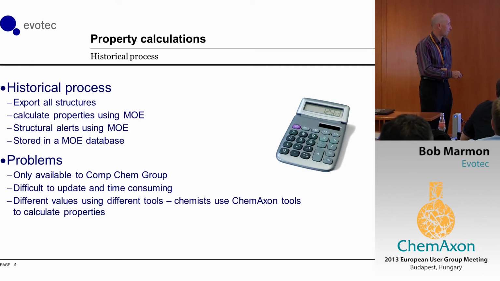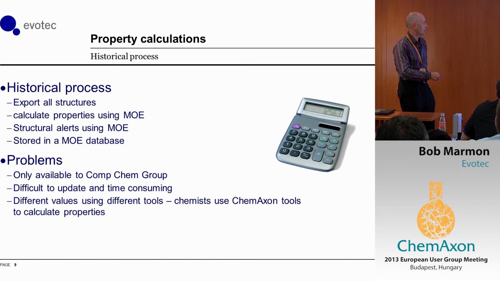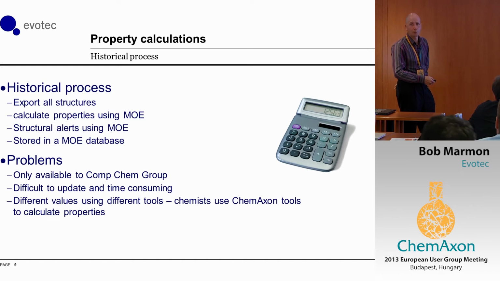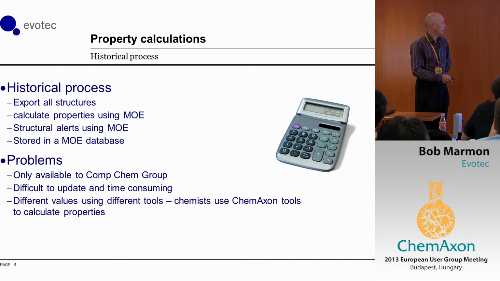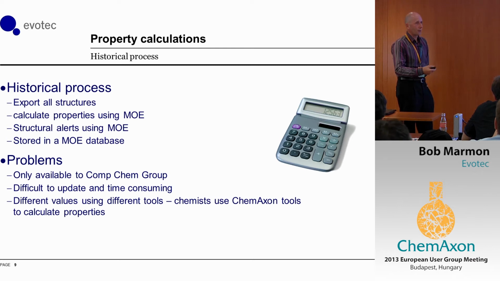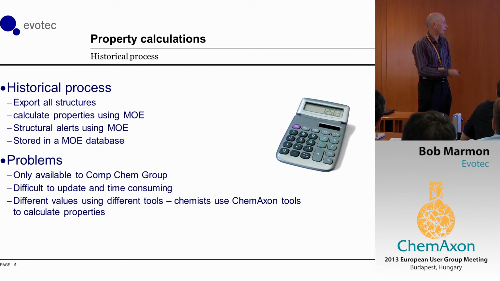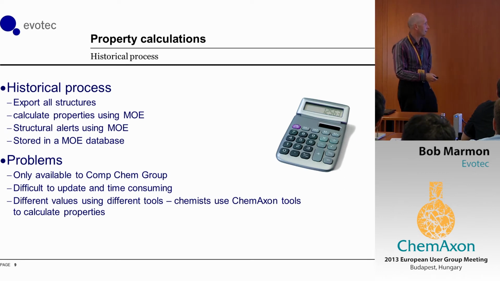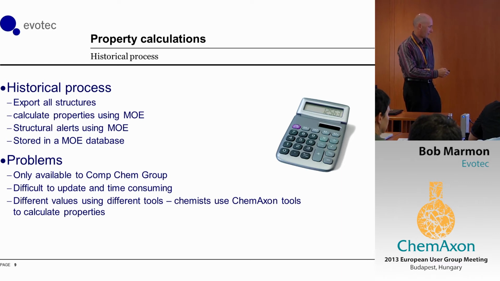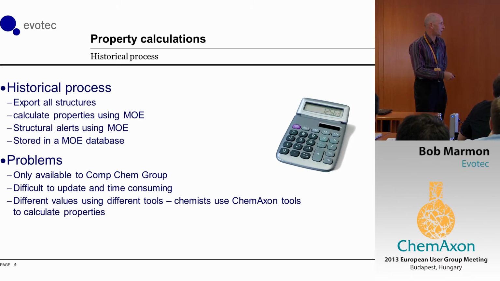So the problems with those were that, obviously being in a Mo database, it was only available to the computational chemistry group. And as we're constantly adding compounds into EvoSource, then there's a backlog of compounds that have to be added into the Mo database and the properties calculated on them. And finally, when chemists were comparing the results that they were getting from computational chemistry, there were slight differences in the physical properties between the ChemAxon tools and the Mo tools.